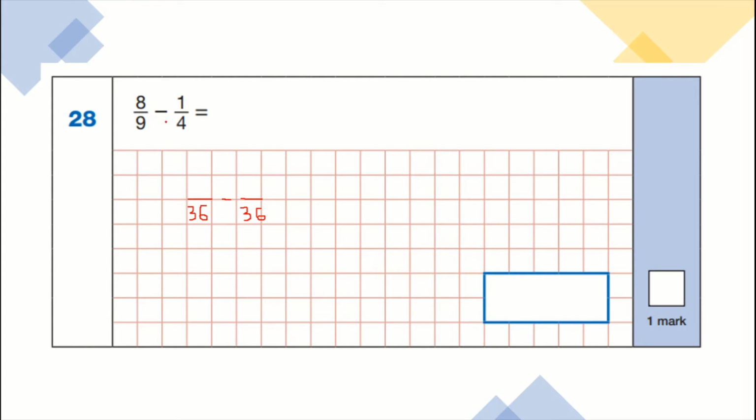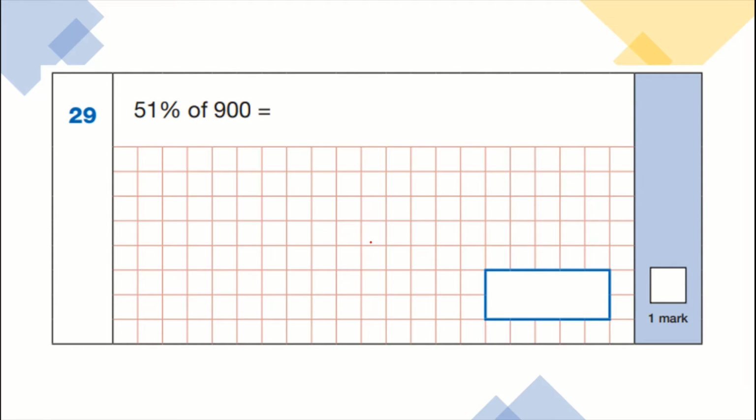So we do 8 times 4, which is 32. And here we times 9 by 4 to get 36, so we times 9 by 1 here, so it must be 9. Then because the bottom numbers are the same, that would just stay the same. Then we do 32 minus 9, which is 23. Now we can't simplify this anymore, so we can just leave the answer like this.